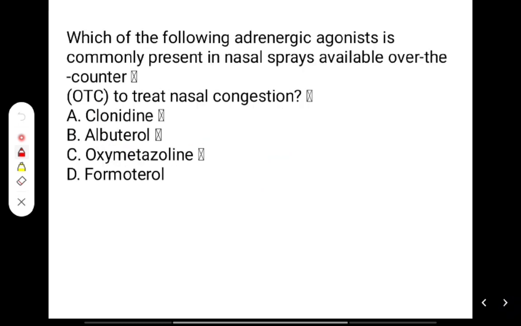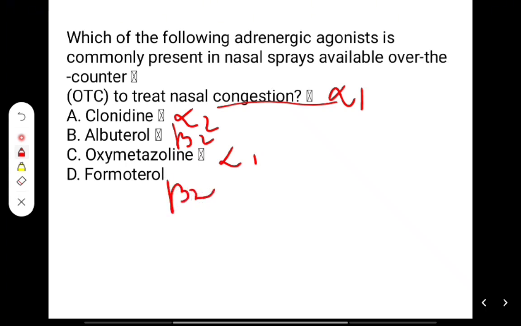Which of the adrenergic agonists is commonly present in nasal sprays available OTC to treat nasal congestion? Okay, decongestant. Now, drugs with selective alpha 1 activity. For nasal decongestion we need alpha 1 selectivity. In these, clonidine is alpha 2, albuterol is beta 2, and oxymetazoline is alpha 1, formoterol is beta 2 and it is long acting. So therefore the choice for nasal congestion is oxymetazoline.